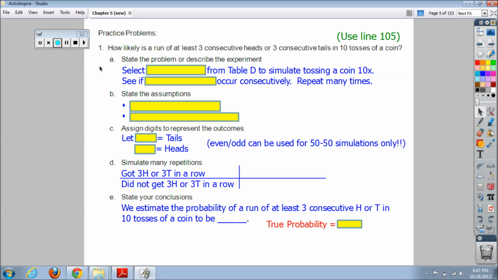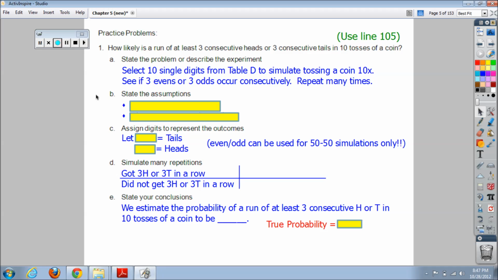So first, to describe what we're going to be doing here, we're going to select 10 digits, and those 10 single digits are going to represent 10 tosses of our coin. We're going to select them from table D, our random number table. We're going to use line 105 of our random number table, which I just picked whatever. There's no significance behind 105. We're going to let our 10 digits simulate tossing a coin 10 times, and we're going to see if 3 evens or 3 odds occur consecutively. I say evens and odds because evens and odds are 50-50, just like heads and tails are 50-50.